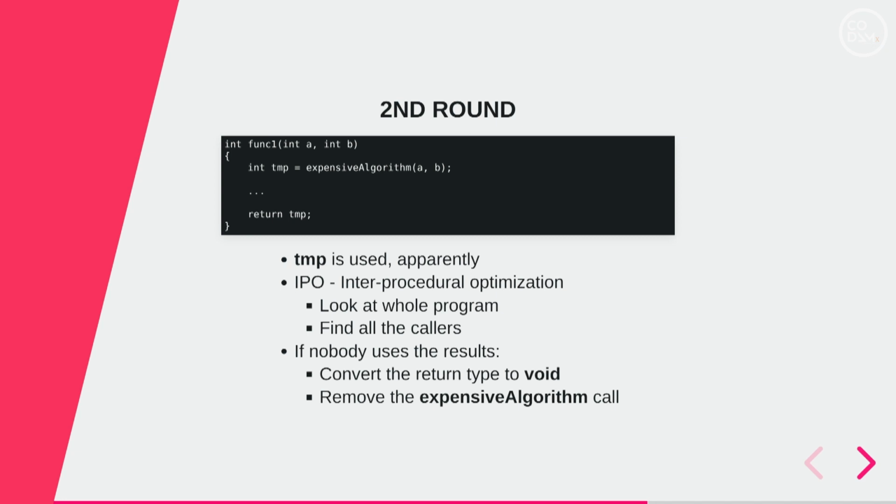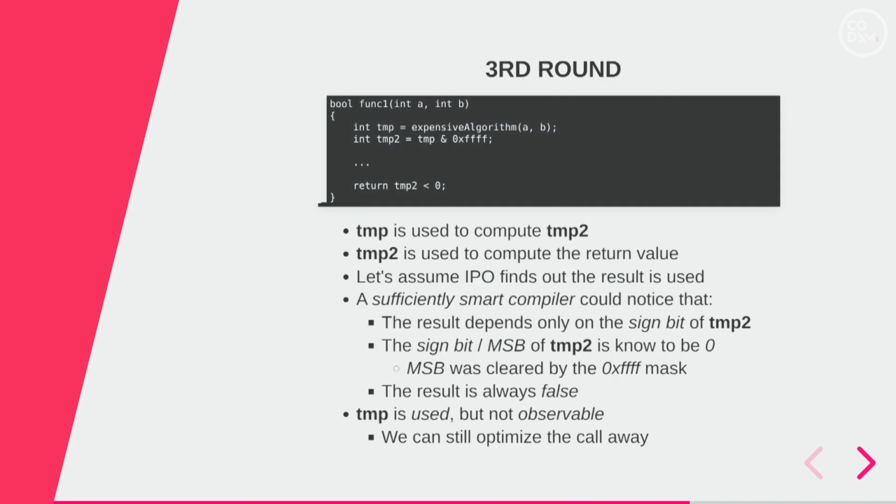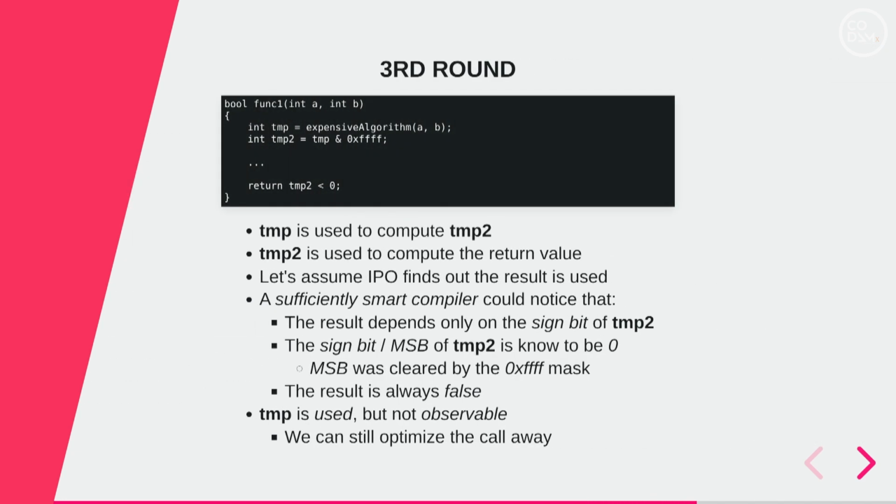This example shows you that whether something is used really depends on the context you're looking at. It may not be as trivial as it sounds. The third and last example is even more complicated. We have the usual situation from before, but then we compute a derived value. From TMP, we compute a value called TMP2, which only uses the least significant 16 bits of the value. Then we compare this value against 0, and we return true if the value is negative, and otherwise we return false. Well, let's say in this case that IPO cannot help us.